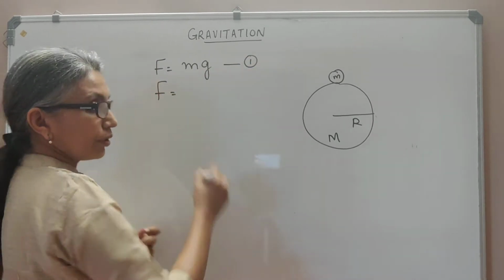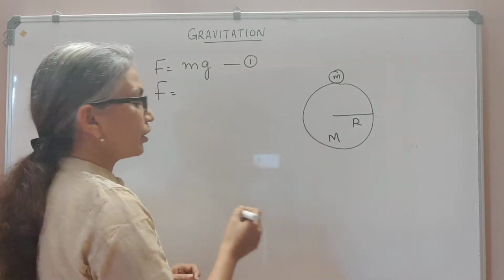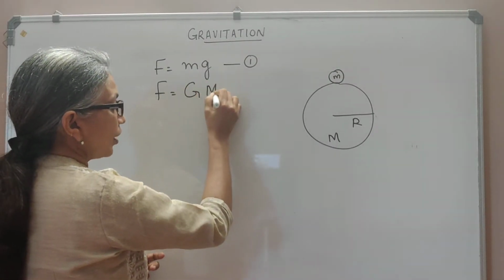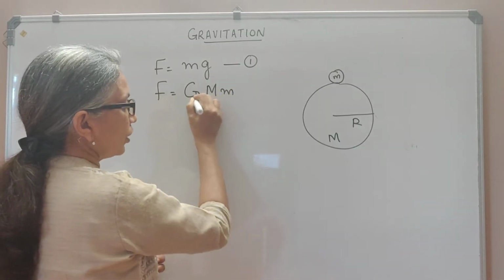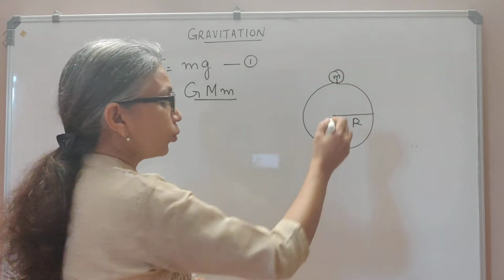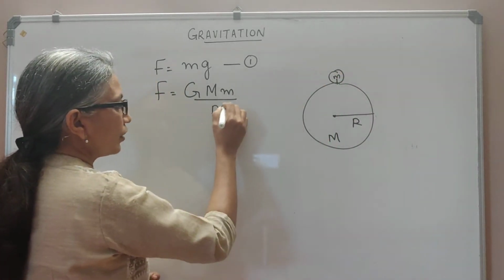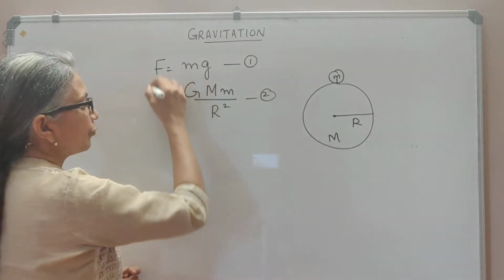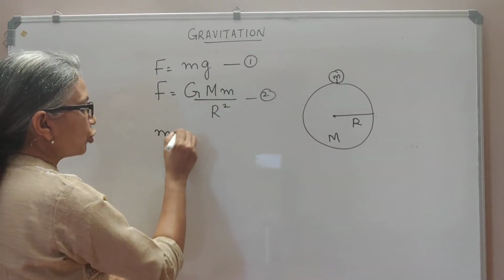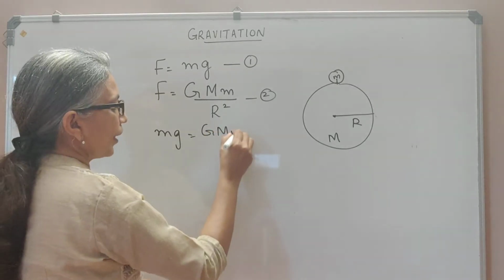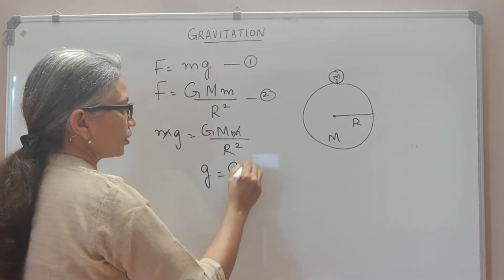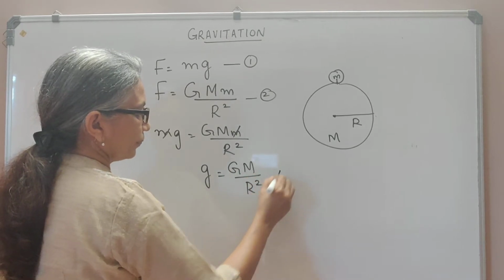From the universal law of gravitation, we know F is equal to G m1 m2 by r square, where m1 is the mass of the earth, m2 is the mass of the body, divided by the distance between the two centers. The radius of the body being negligible, we take this distance as R, and we have R square, equation 2. The left hand side represents the force on the body, so I may equate m into g equal to G M m by R square. Cancel m, and we have an expression for g, which is capital G M by R square.